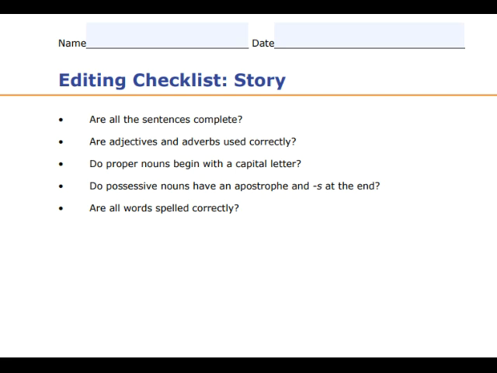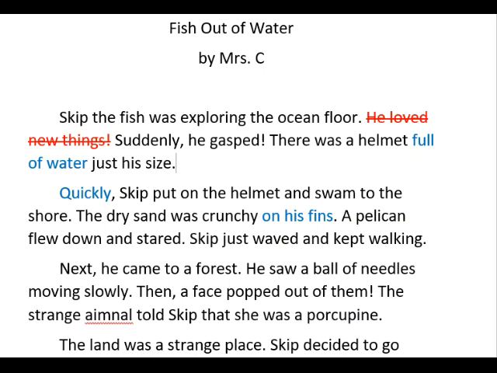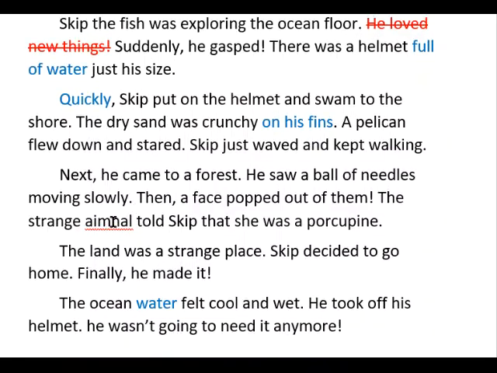So let's go ahead and look at what editing I need to do. I see that I've got uppercase letters at the beginning of most of my sentences, but I do see this little red squiggly down here. What does this mean? What is that word? Amnal? What is that? I meant to spell animal and I made a mistake when I was typing. So this is editing. Fixing spelling mistakes is part of editing.